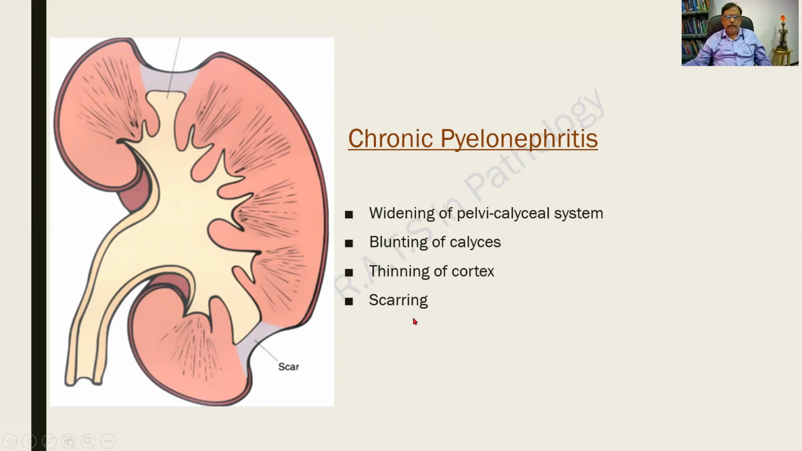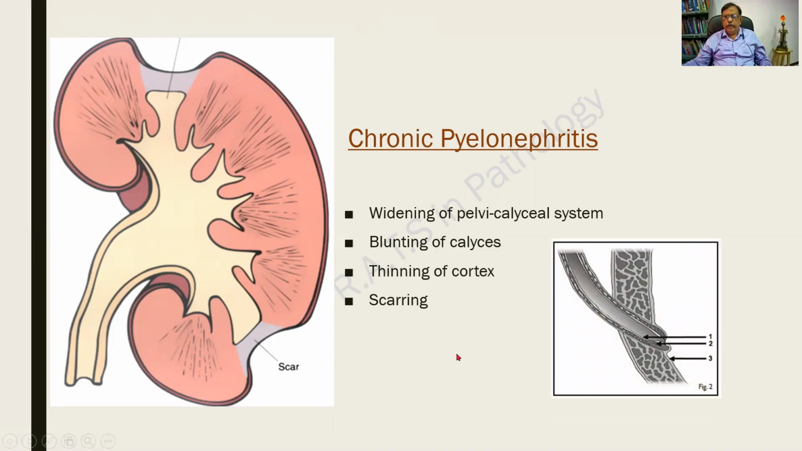Chronic pyelonephritis, please do describe this. This will happen in a case of vesicoureteric reflux. If there is going to be an obstruction somewhere over here, pressure is uniform and the entire kidney will be showing coarse scars.